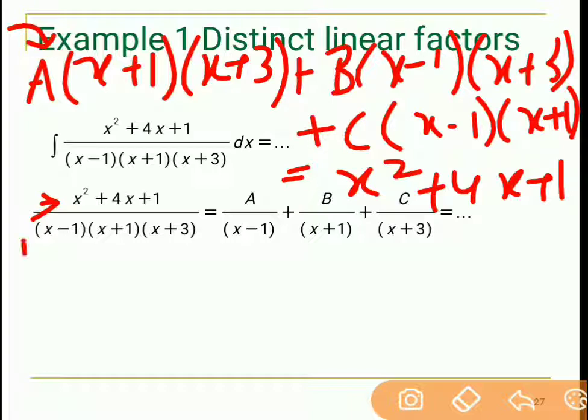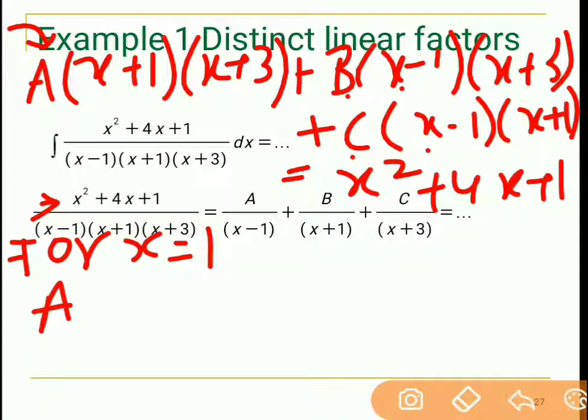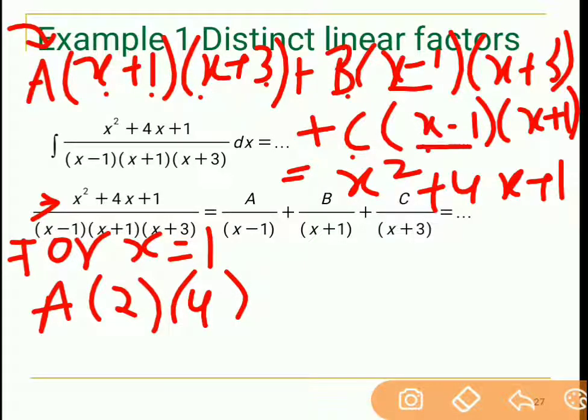If I take x equal to 1, I have chosen this value of x in such a way that x minus 1 is 0, so B into 0 will be 0, and over here x minus 1 will be 0, so C into 0 will also be 0. So you will be left with only the coefficient for A. The coefficient for A will be what? 1 plus 1, that is equal to 2, and 1 plus 3 is equal to 4. So for B and C, the coefficient is 0 because x minus 1 will be 0.